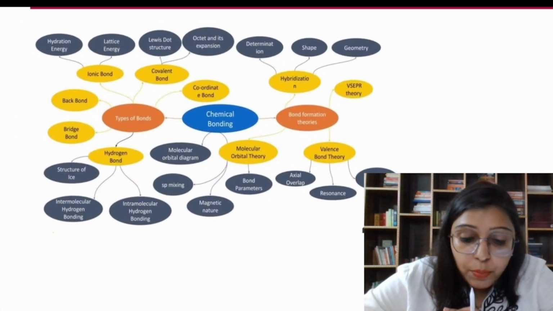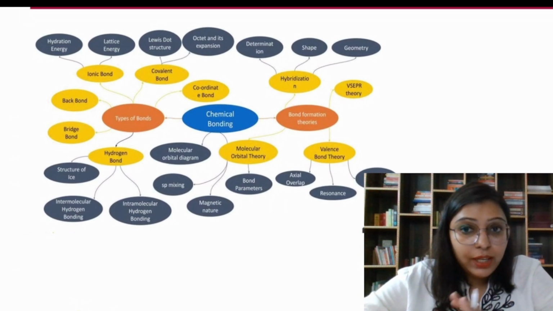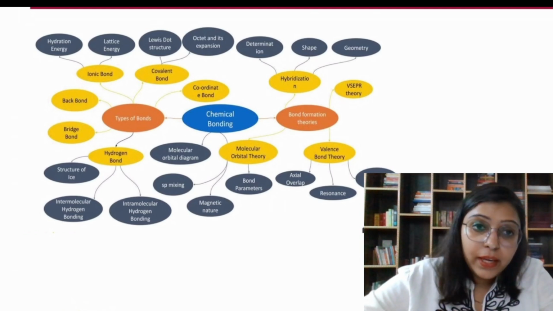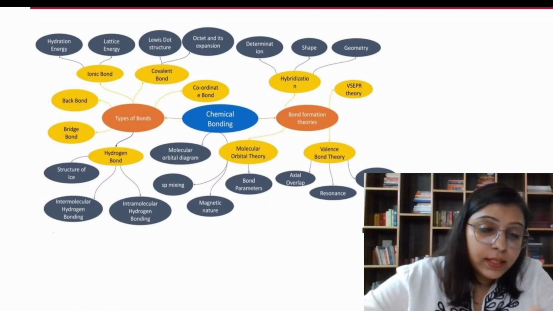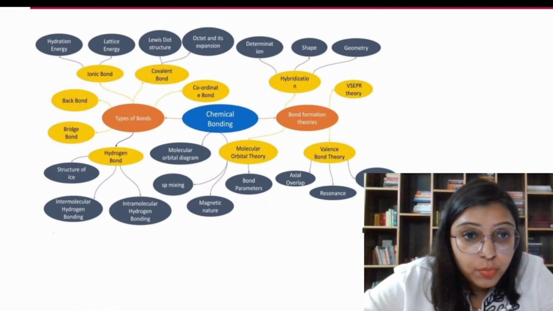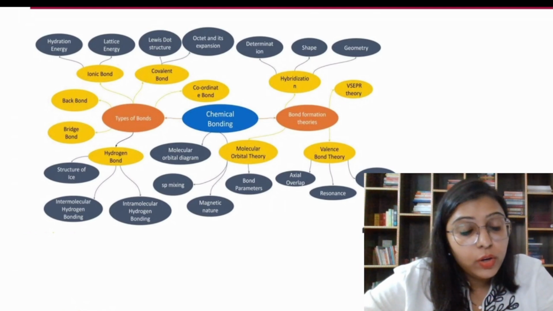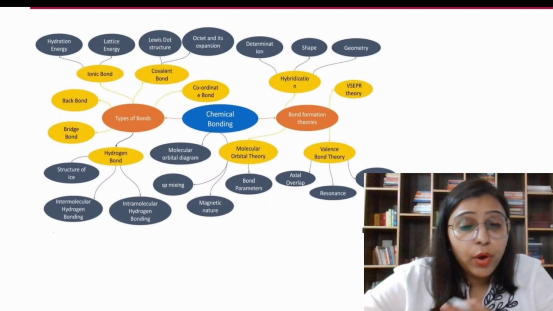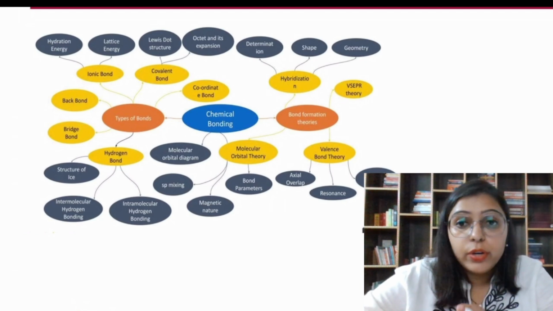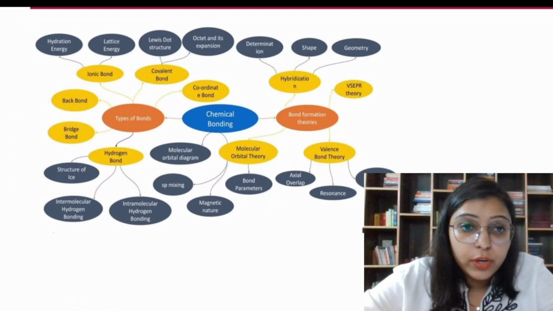Then we have another part. Among the bonds, we have other types of bonding like back bonding. What are the characteristics of back bonding? In which compounds can we have back bonding? Like BF3 and BCl3, we can have back bonding. Then we have a different bond, the bridge bond. In which compounds can a bridge bond form? What are the characteristics of the bridge bond? What are the conditions required in order to form the bridge bond? That's the important part.